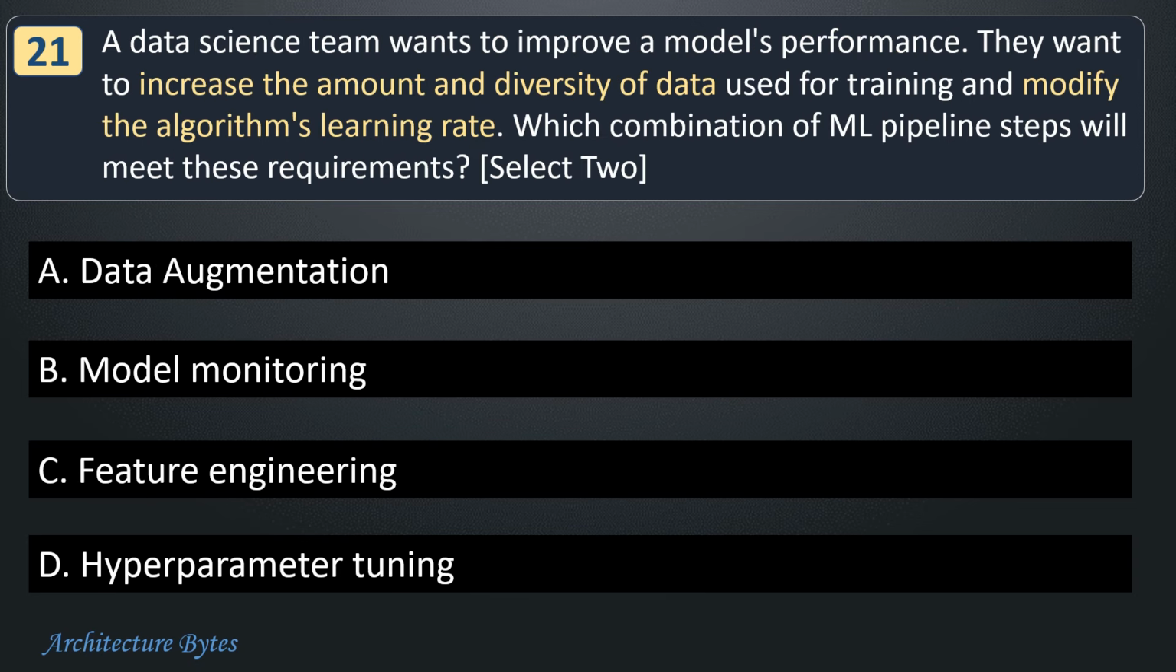A data science team wants to improve a model's performance. They want to increase the amount and diversity of data used for training and modify the algorithm's learning rate. Which combination of ML pipeline steps will meet these requirements? Option A, data augmentation. B, model monitoring. C, feature engineering. Or D, hyperparameter tuning.